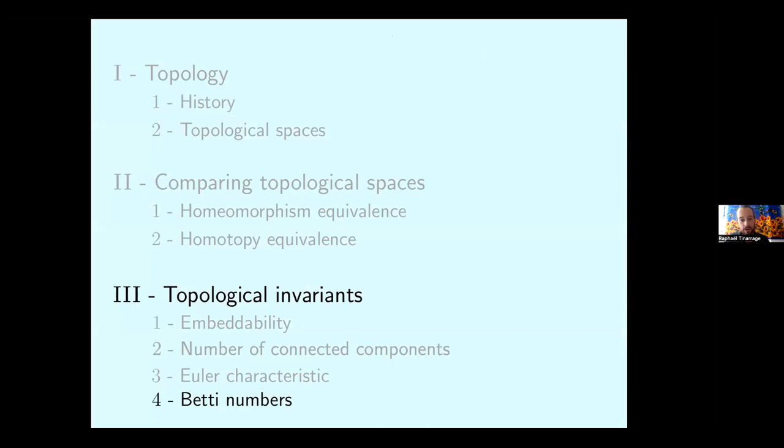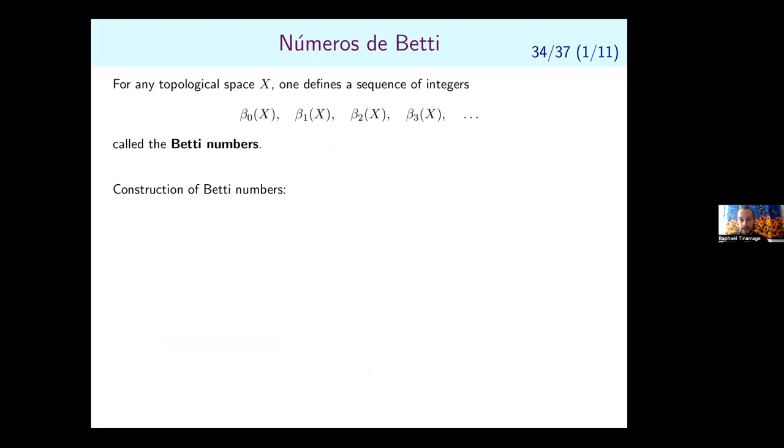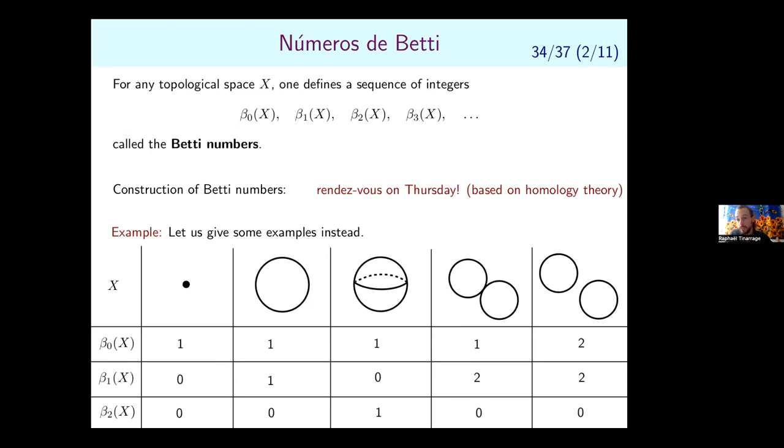So we'll finish very quickly with the Betti numbers, our last invariant. Given a topological space, you can define a sequence of integers associated to this space, beta 0, beta 1, beta 2, etc. These integers are called the Betti numbers. The Betti numbers gather a lot of information about the space. And their construction is not this simple. It's based on the theory of homology that we will see in 2 days. So instead of defining it formally, I will show you how it looks today.